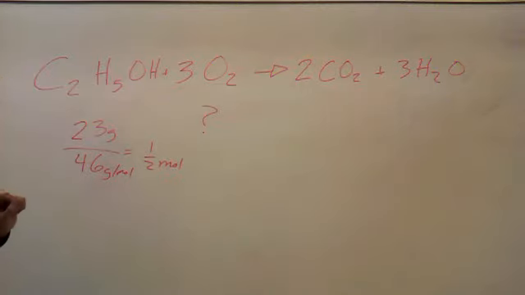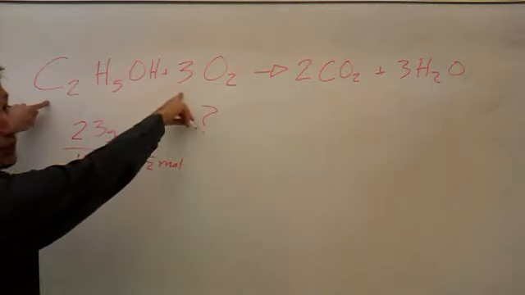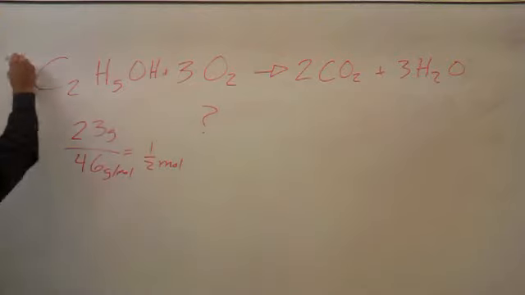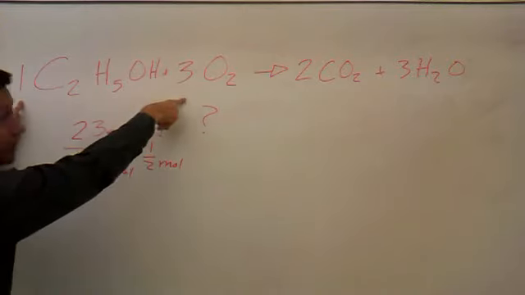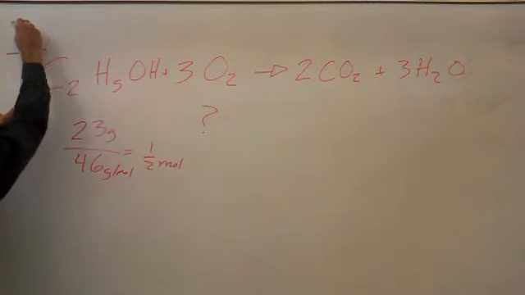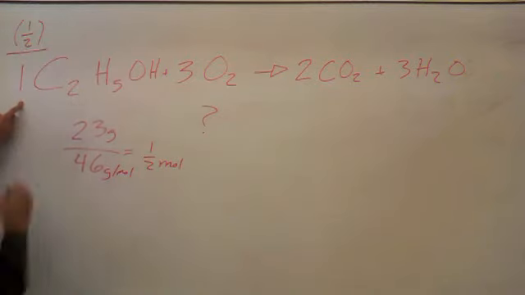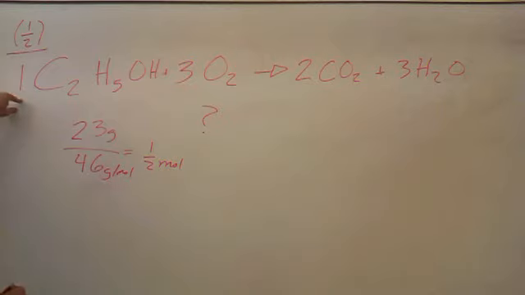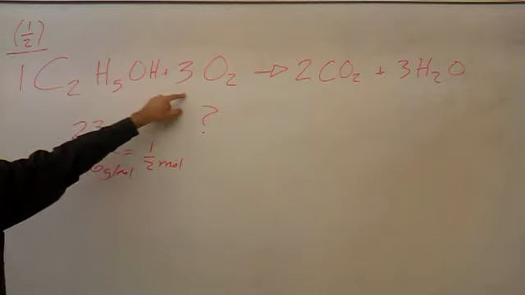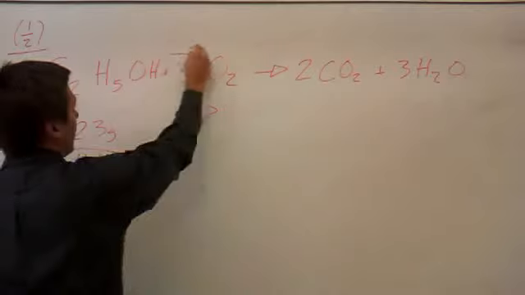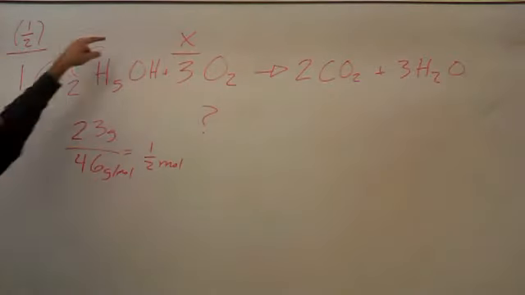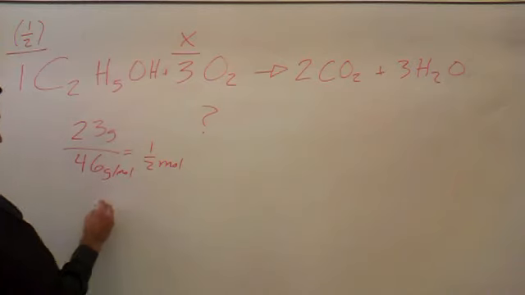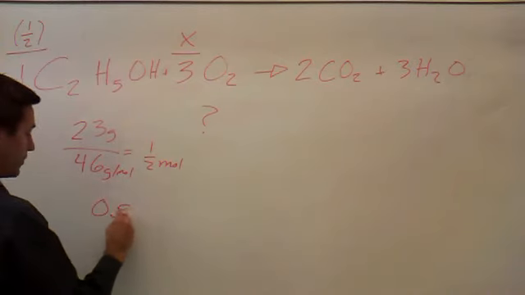Now, once you figure out how many moles we have, we can look at the recipe. In the balanced recipe, 1 ethanol requires 3 oxygens. We have a half mole. If we only have half of the ethanol from the balanced recipe, we're going to halve the recipe. So how much is that then? We'd set up a proportion. 1/2 over 1 equals x over 3. We'll change that to 0.5 moles here.